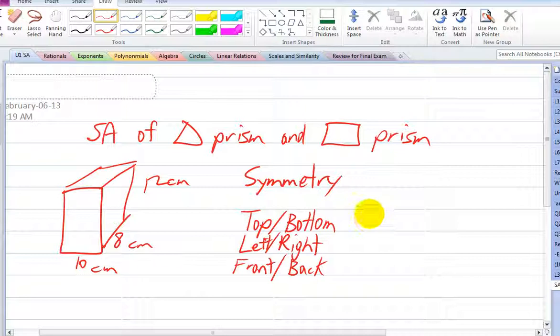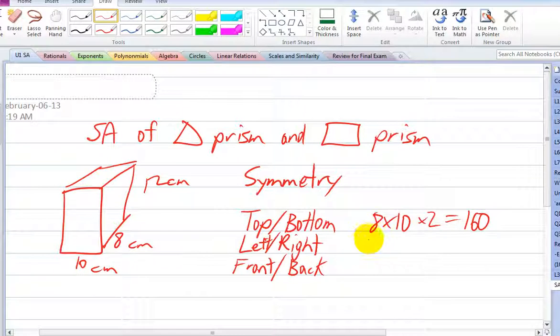What are the dimensions of the top and the bottom? 8 and 10. And since there's 2 of them, what should we do? Times it by 2. Okay. So what is that? 160. Don't forget the times 2 part.